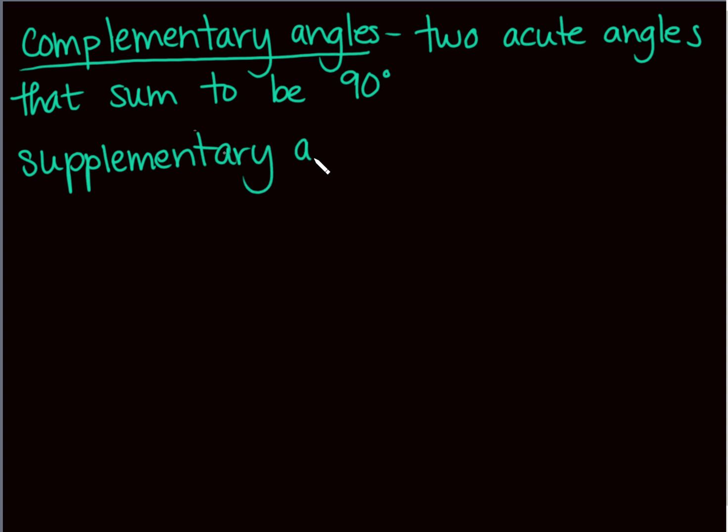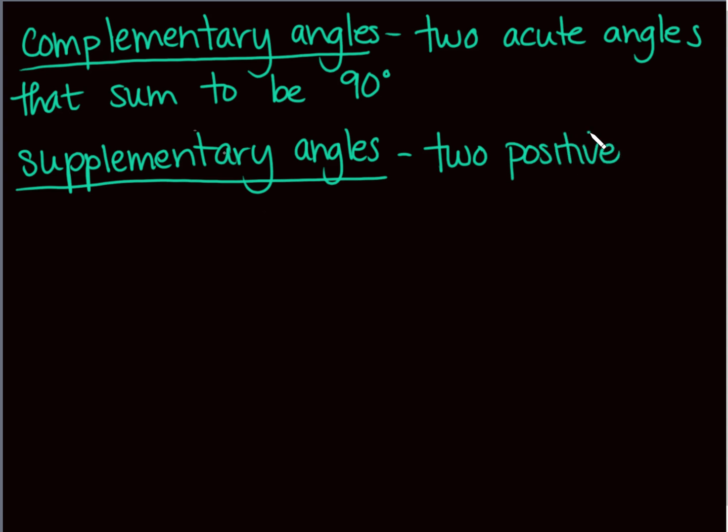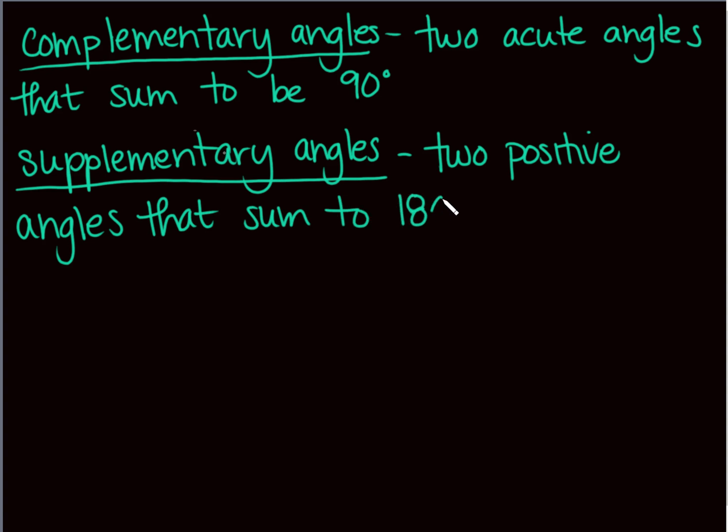Supplementary angles are not the same thing, but they're two positive angles. When I say acute, that should automatically imply that they're positives between 0 and 90 degrees. These are two positive angles that sum to 180. So we know those. These are pretty easy to find, so I'm not going to do any examples for those. I think you guys can probably figure out what those are.